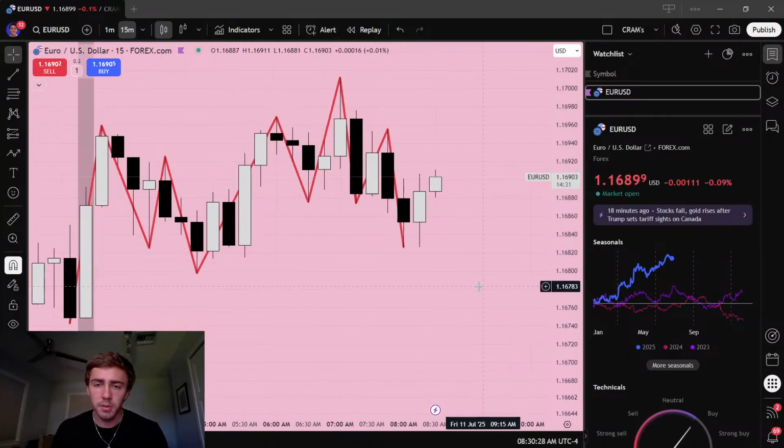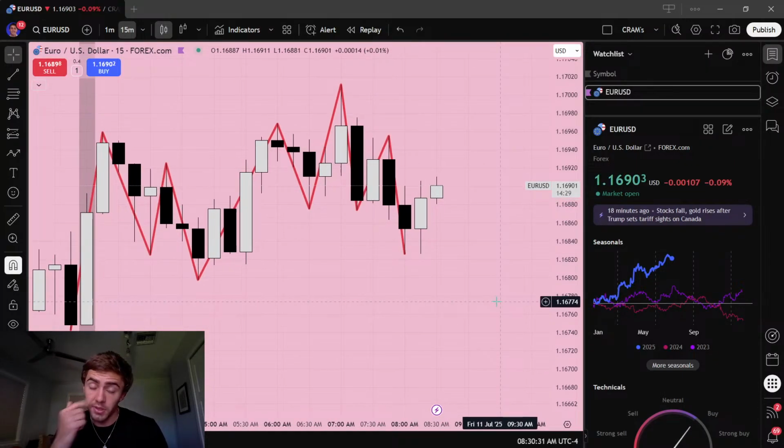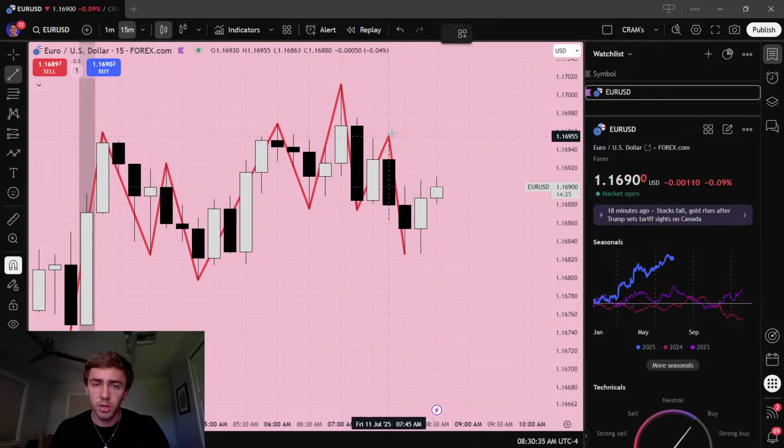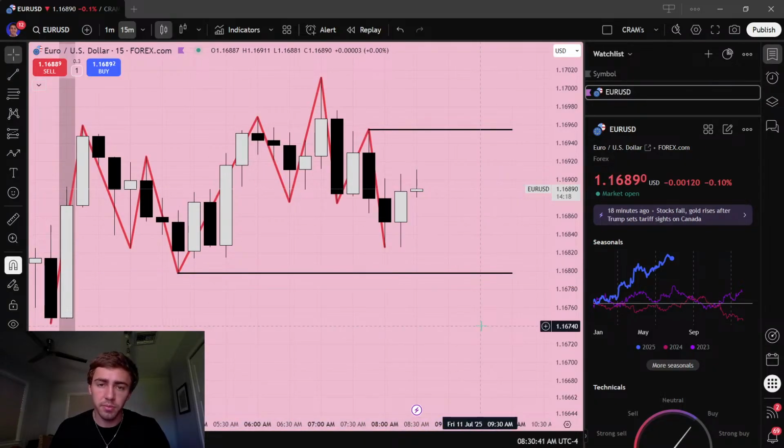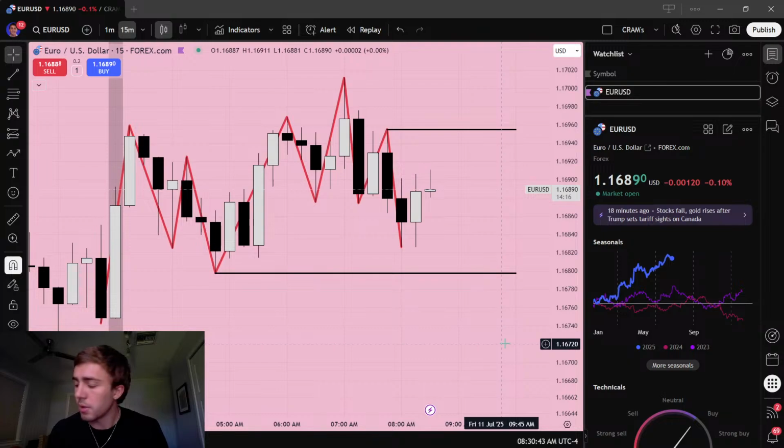But yeah, we're going to keep taking this Euro-US dollar trade. I really like it. We've got some marked up points of liquidity right now, so I'll show you on the chart right here. I'm looking for potential sells right after a reversal from there, and maybe potential buys from a reversal down there.